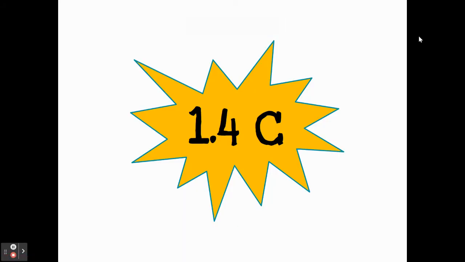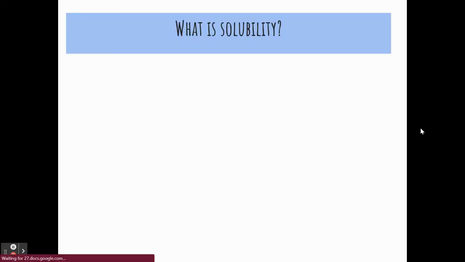All right, this is the last notes for 1.4. This is 1.4C. Again, it's in your packet with 1.4A and 1.4B.